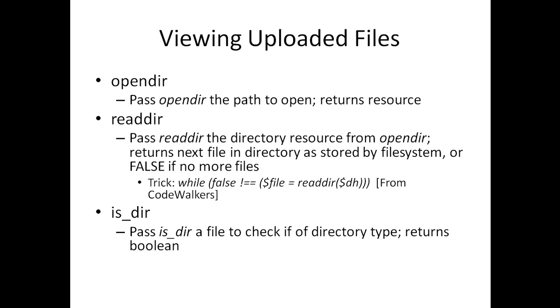So you can write code that says if it's not a directory by using isdir. Pass isdir a file to check if it's of a directory type, and it returns a boolean. So you can do this while, and you can do isdir on file, and if it is a directory, then don't do anything. Or if it's not a directory, so you can do not isdir on the file. If it's not a directory, then show it, that kind of thing.